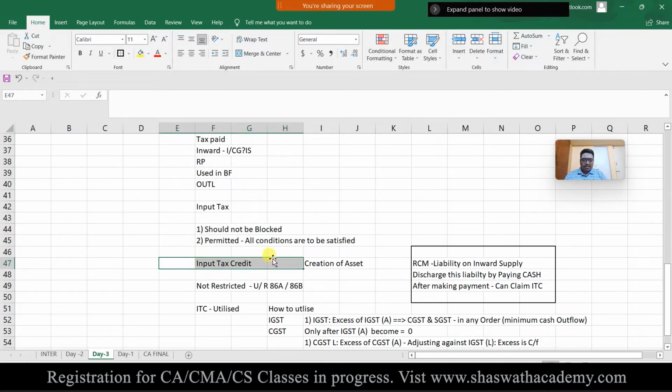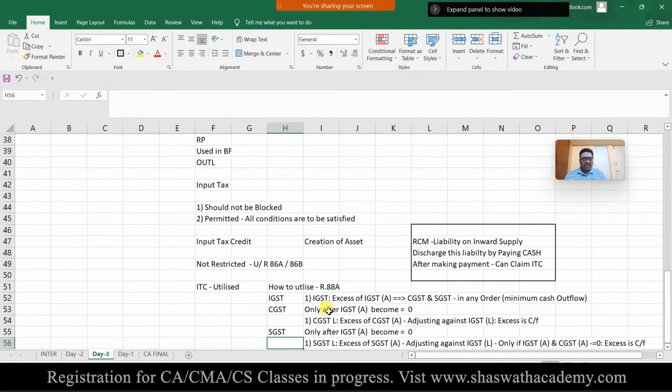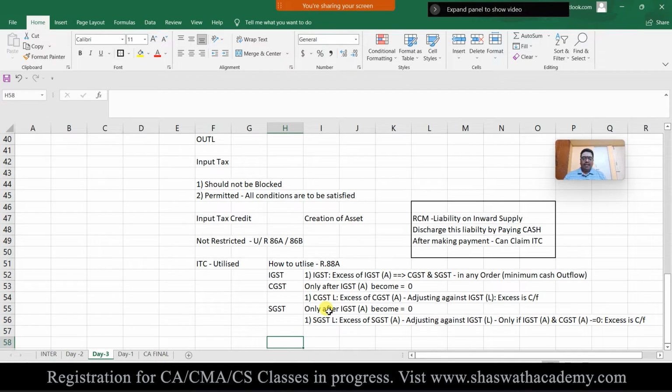While creating the asset, these are all inward supplies on FCM basis and RCM basis also. On RCM basis I can create the asset only upon payment of tax. And such an asset created should not be restricted for its utility purpose, so I have to check rule 86 and 86B, and after that the order of utilization. How to utilize has been clearly spelled out by the law under rule 88A, which is a very important order we have discussed. That will be the end of this discussion called input tax today.